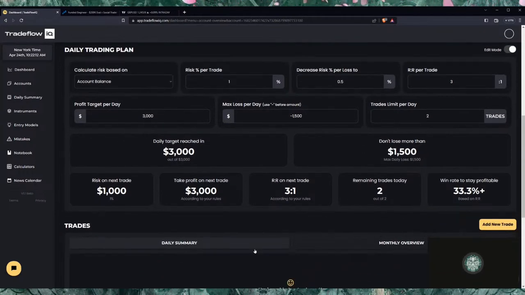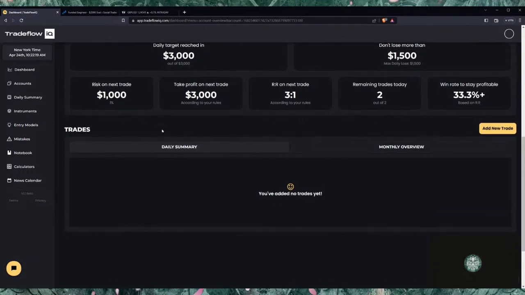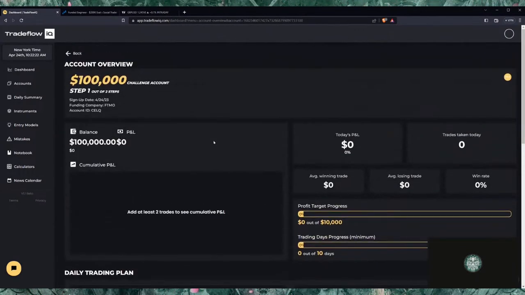When you start adding in your trades and it starts populating, it's going to give you recommendations on what to do for your next trade, which I really like about this.